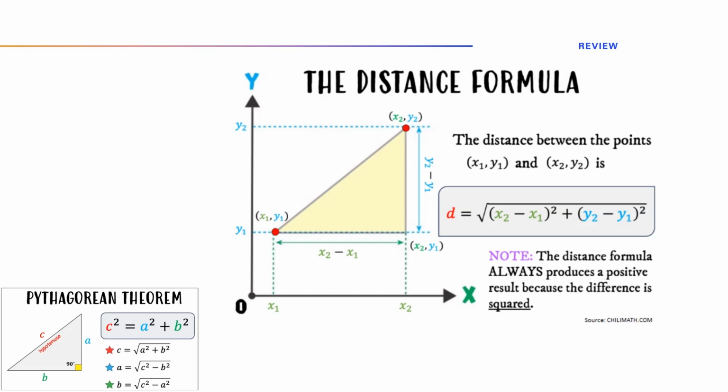So we still have 2 points, x1 and y1, x2 and y2, right here and here. To calculate the distance between those 2 points, let's call this one point P and this one point Q. PQ is the distance between the 2 points.